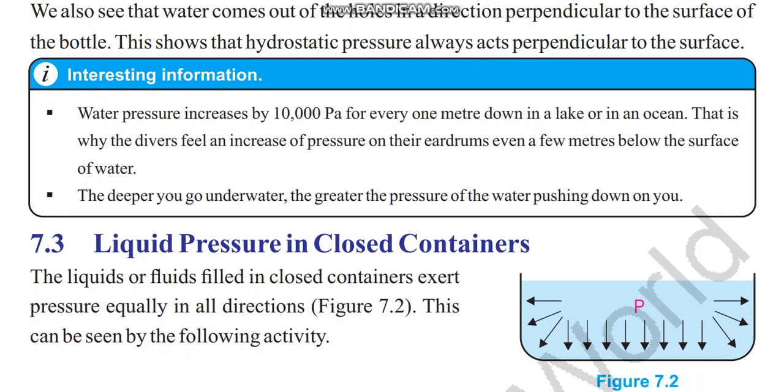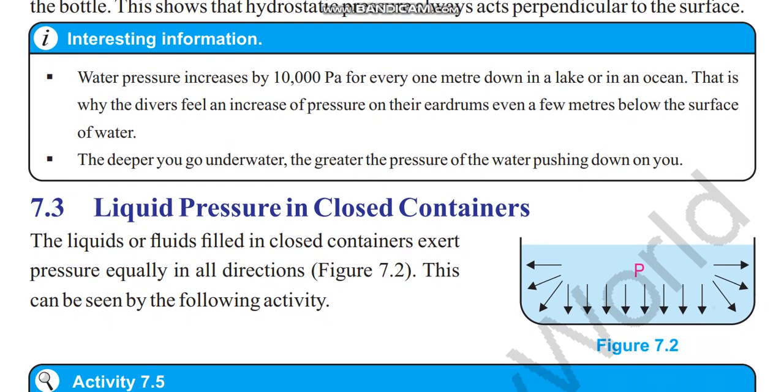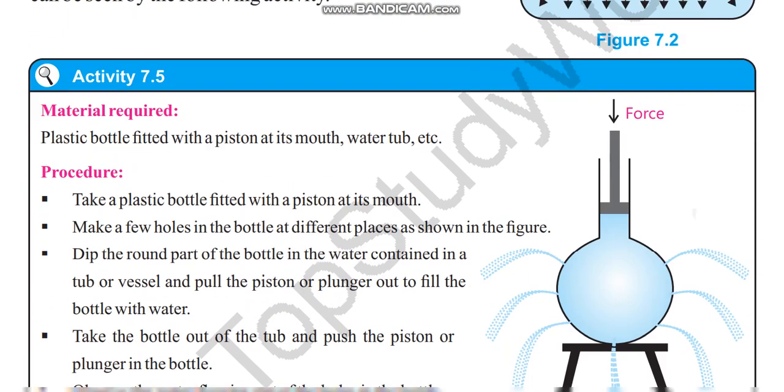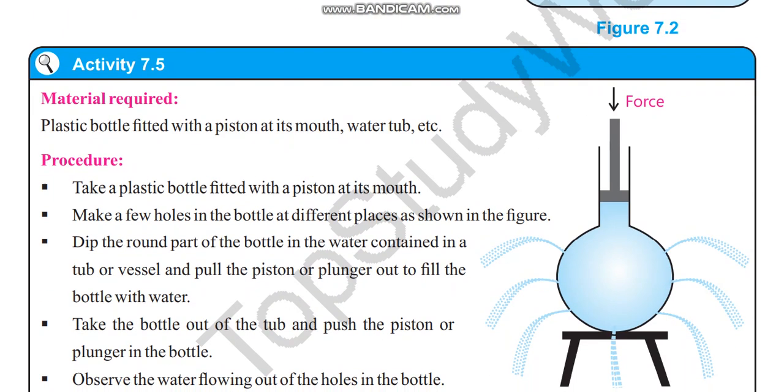Next, we have liquid pressure in a closed container. The liquids or fluids filled in a closed container exert pressure equally in all directions. This can be seen by the following activity, in which the material required is a plastic bottle fitted with a piston at its mouth, and a water tub.